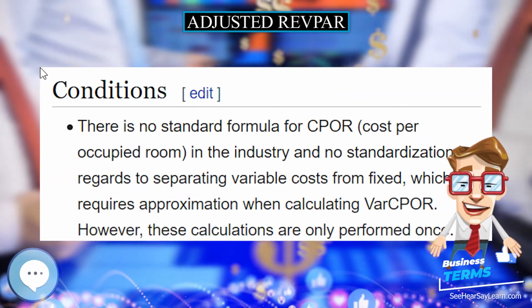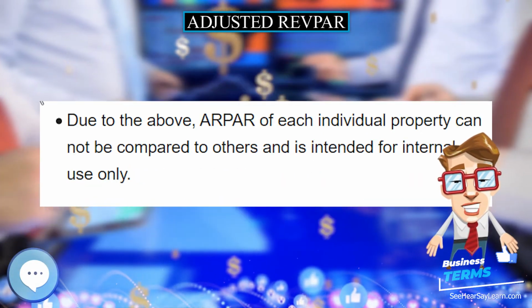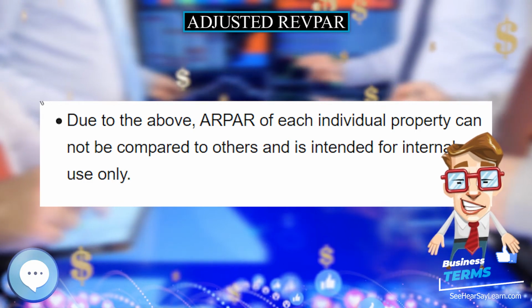How it compares to RevPAR. RPAR accounts for variable costs and additional revenues, thus it reflects the profit, bottom line, versus top line revenue.